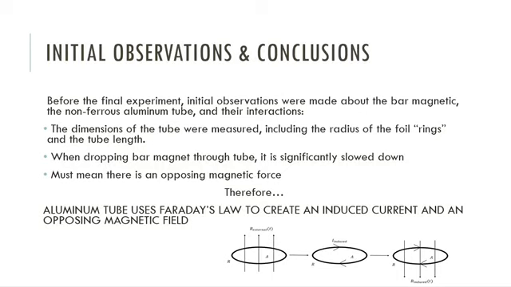Before the final experiment, initial observations were made about the bar magnet, the non-ferrous tube, and their interactions. First, the dimensions of the tube were measured, these being the radius of the foil rings and the tube's length. Next, when dropping the bar magnet through the tube, it significantly slowed down. So this must mean there is an opposing magnetic force. Therefore, the aluminum tube uses Faraday's law to create an induced current and an opposing magnetic field on the magnetic field of the bar magnet.